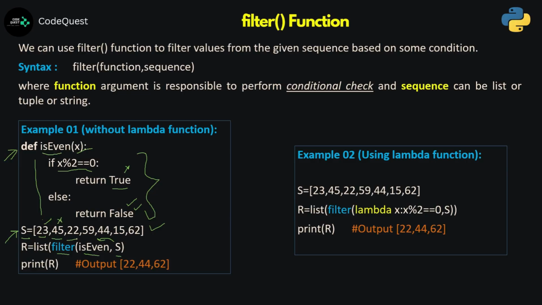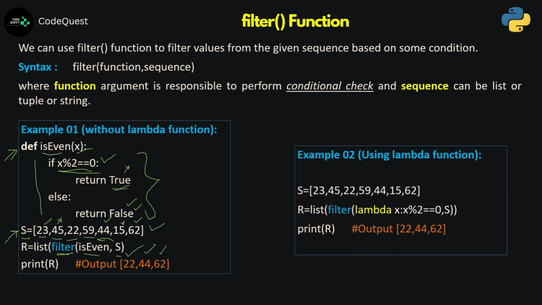But now when 22 has arrived, 22 % 2 == 0, this condition gets satisfied. Hence we are going to return true. So for the element 22, this function is returning true, meaning it is satisfying the condition that I have mentioned. As a result, 22 has been added into my output. Similarly, 59 is not satisfying the condition, whereas 44 is satisfying, so that is also added. Similarly, 15 does not satisfy, 62 again satisfies, and that is also added.